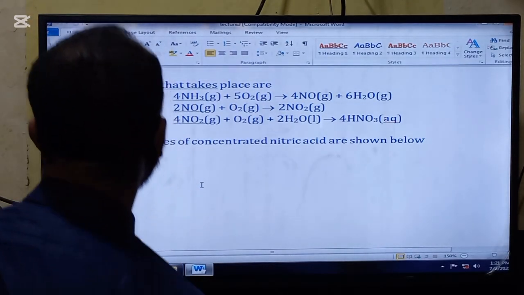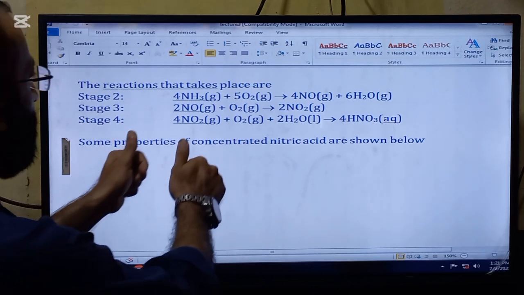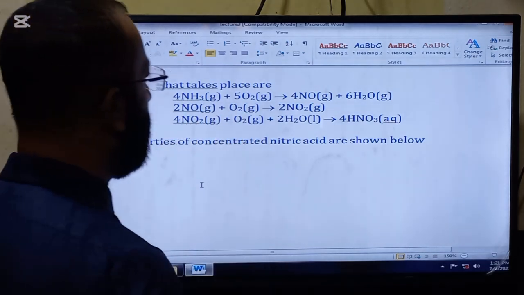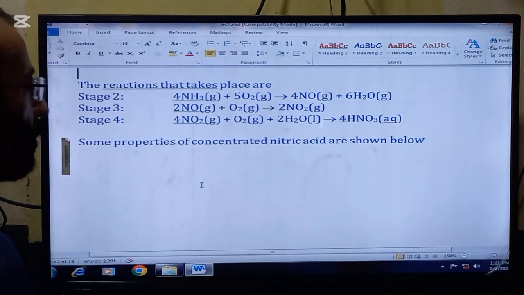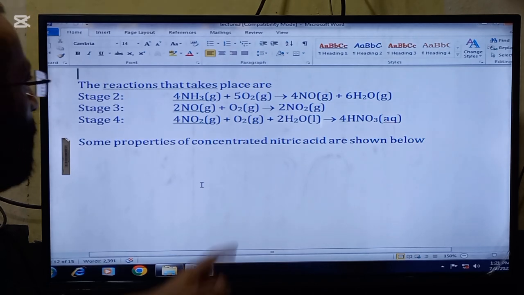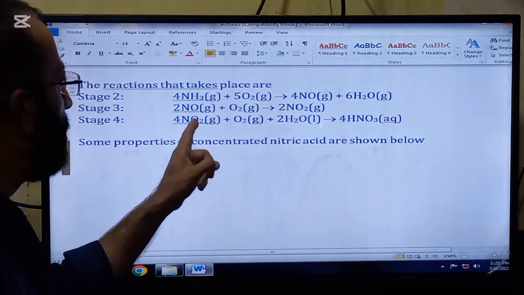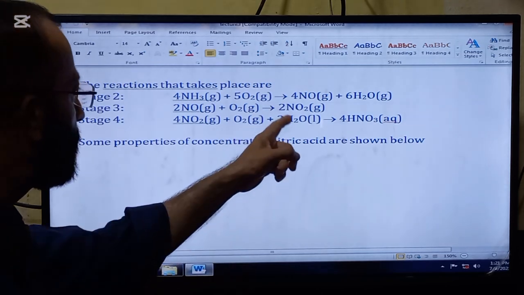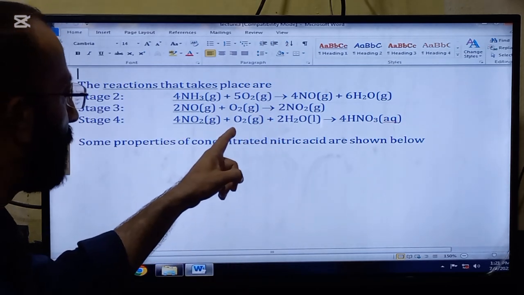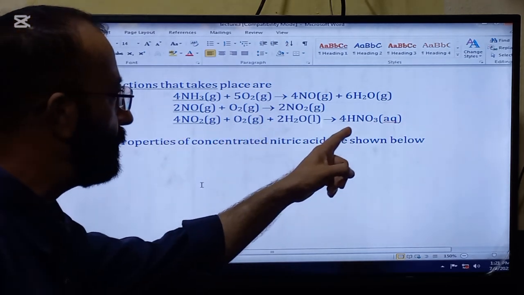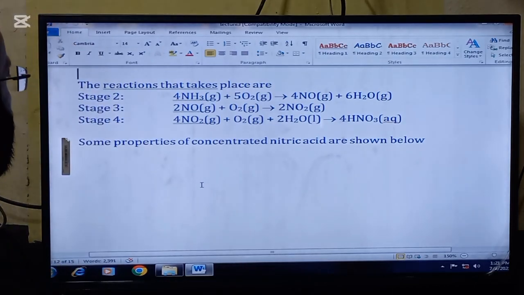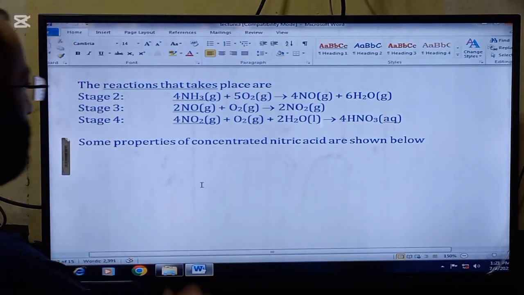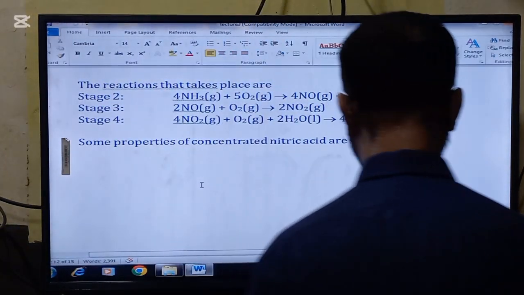So in stage 2, ammonia and oxygen will be reacted. Nitrogen monoxide will be formed. This nitrogen monoxide will react with oxygen to form nitrogen dioxide. And this nitrogen dioxide will react with atmospheric oxygen to form nitric acid. Some properties of concentrated nitric acid are shown below.